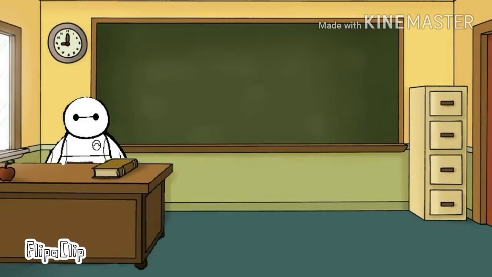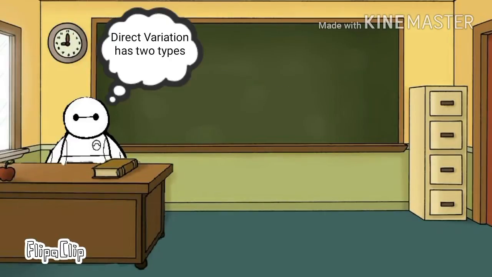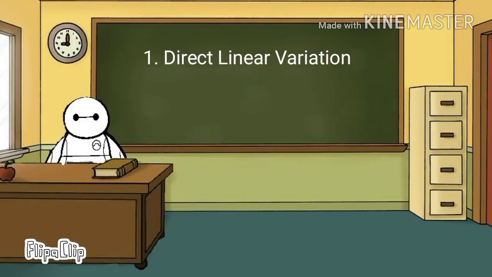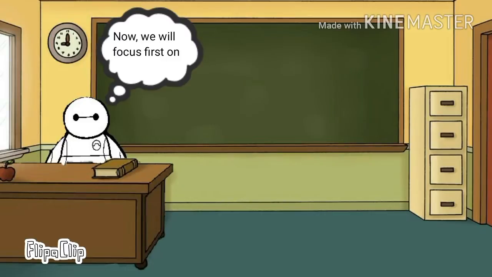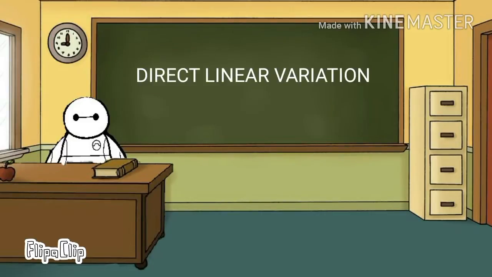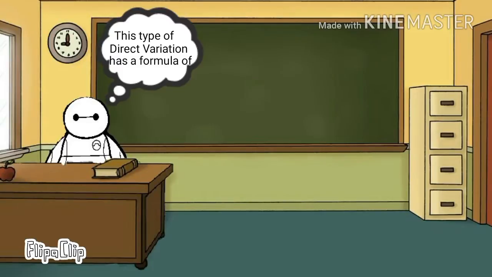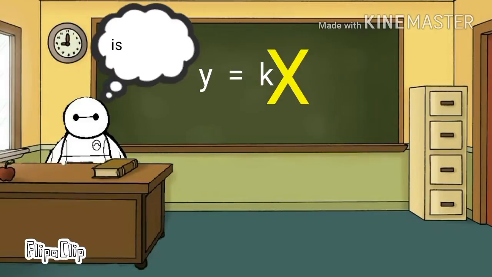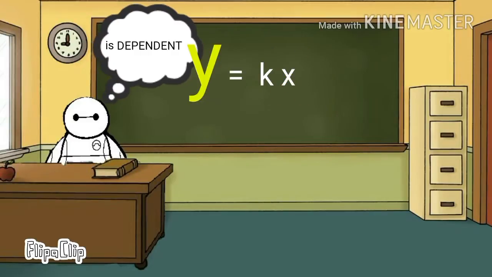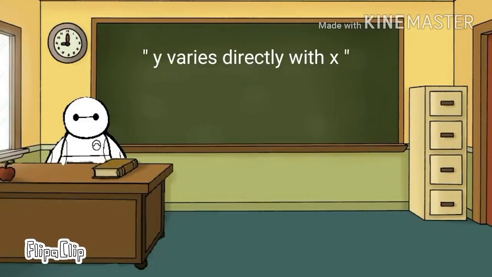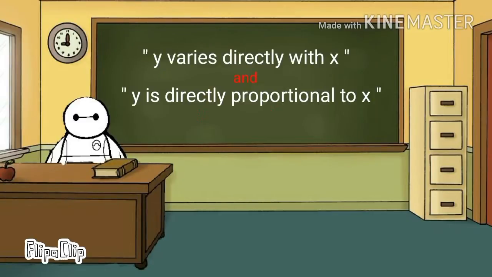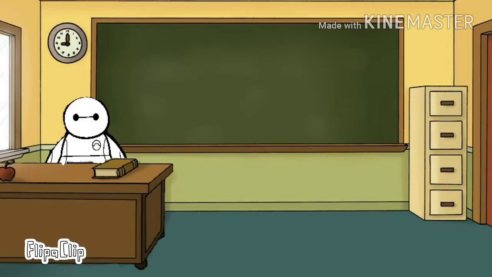Our first lesson is about direct variation. Direct variation has two types: direct linear variation and direct square variation. Now we'll focus first on direct linear variation. This type of direct variation has a formula of y equals kx, in which x is independent and y is dependent. To know if the equation is a direct linear variation, we should remember these lines: y varies directly with x and y is directly proportional to x.